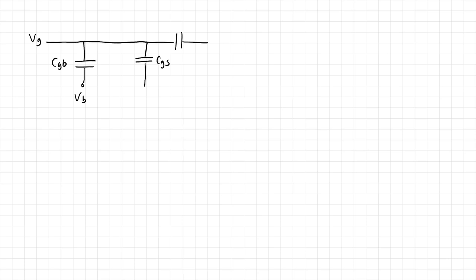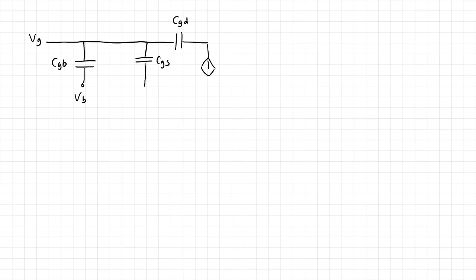Okay, so what this is going to look like is we're going to have our model, VG is here. We have some capacitance between the gate and the bulk. Sorry, that should be a capacitor, CGB, and this is VB. We have some capacitance between the gate and the source. This is CGS. We have capacitance between the gate and the drain. That is CGD.